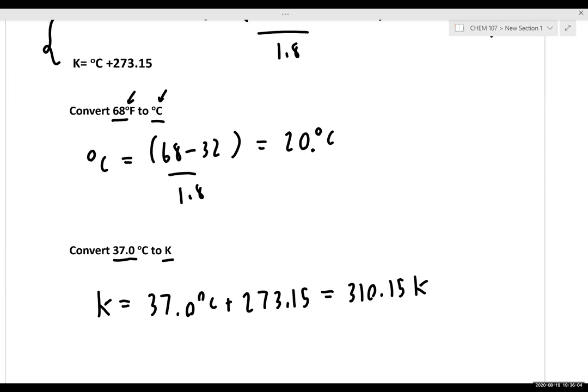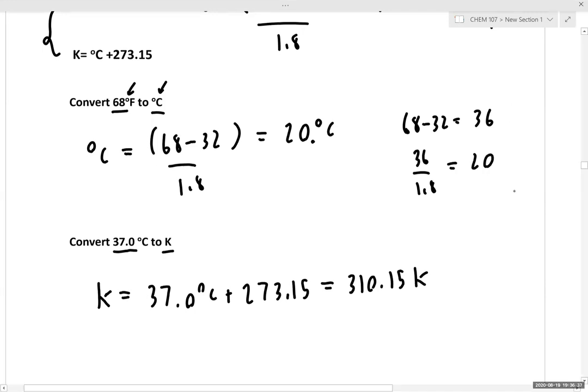Can you show me how you got 20 Celsius? For some reason, I wasn't getting that answer. Okay. So just to break this down, 68 minus 32 gives us 36, and then 36 divided by 1.8 gives us 20. Does that make sense when you enter that step by step in your calculator?